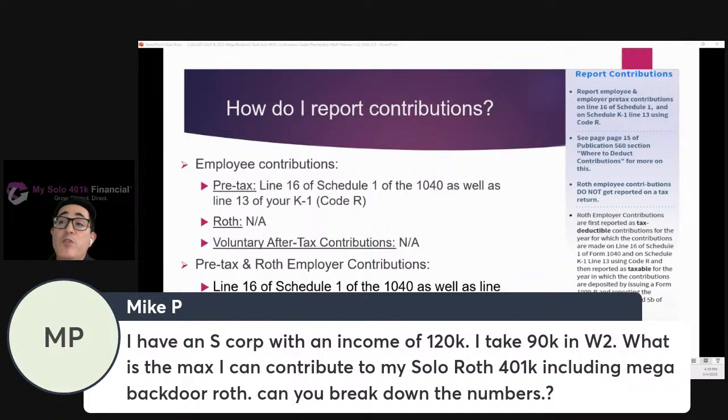And then they're going to be able to do the difference up to $70,000 as a voluntary after-tax contribution, then move those funds from the after-tax Solo 401k to the Roth Solo 401k. So at the end of the day, they have $70,000 in their Roth Solo 401k for 2025 based on those $90,000 of W-2 wages. Great question, great scenario.